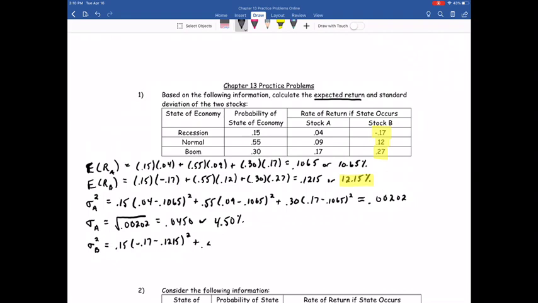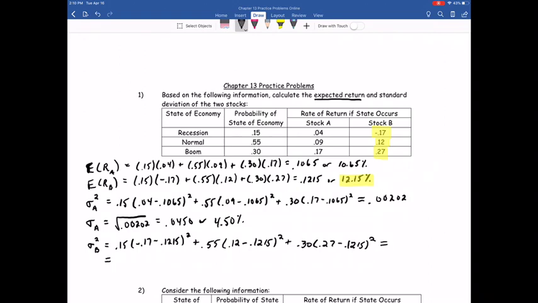We would add to this the probability of a normal economy, which is 55%. Take its return in that condition of 12% minus the 12.15% expected return for the stock as a whole, and we square that value, and then hopefully you're realizing that we would take the probability of a boom economy, multiply it by the difference between its return and the expected return, and we square that value. Once again, we don't divide by n-1 in these conditions because when we multiply by the probabilities, we are taking into consideration that these are future returns, not historical returns like in the last chapter when we calculated historical variance.